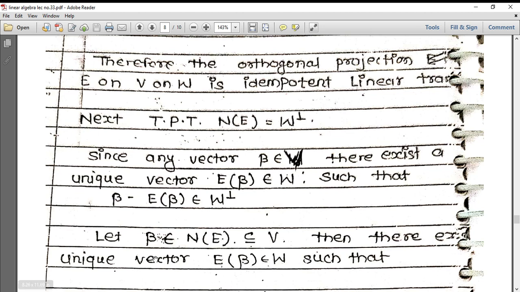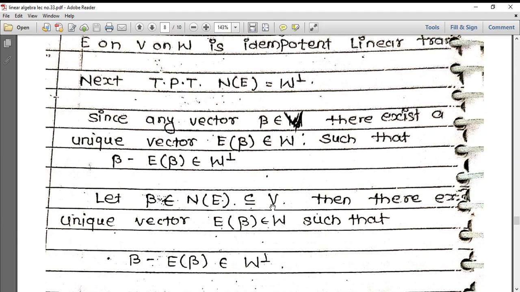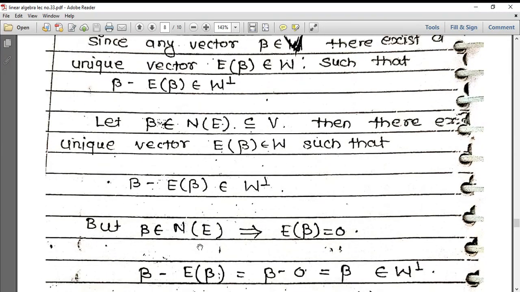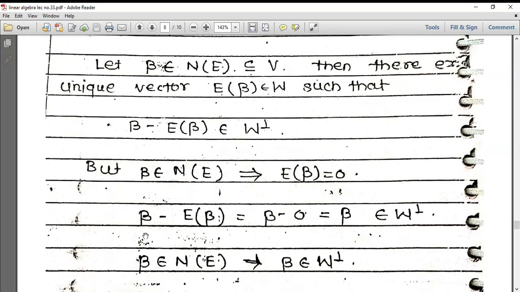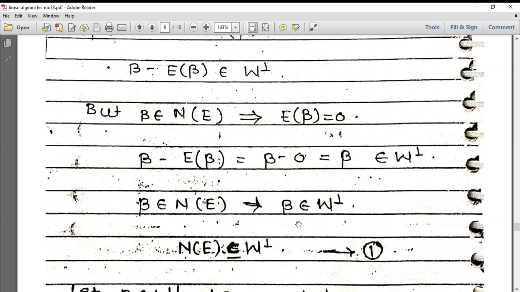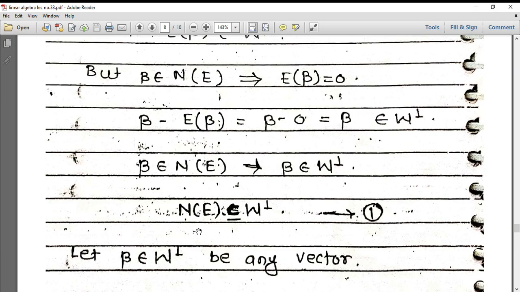Okay. So let beta belong to the nullity of E, which is a subset of V. Then there exists a unique vector E of beta belonging to W such that beta minus E of beta belongs to W perp. But beta belongs to the nullity of E, which implies E of beta is equal to 0. So beta minus E of beta is equal to beta minus 0, which is equal to beta. Hence, it belongs to W perp. Hence, beta belongs to the nullity of E implies that beta belongs to W perp. Hence, the nullity of E is a subset of W perp, which gives equation number 1.